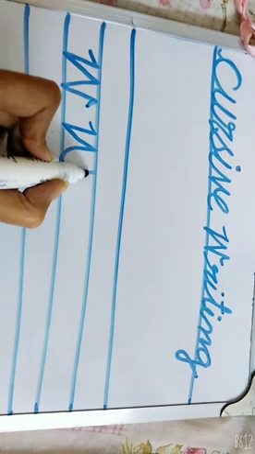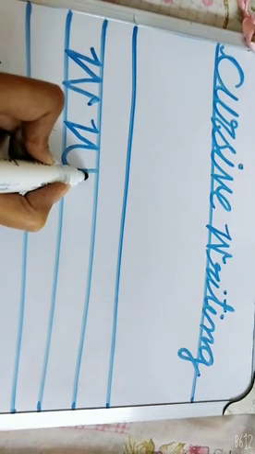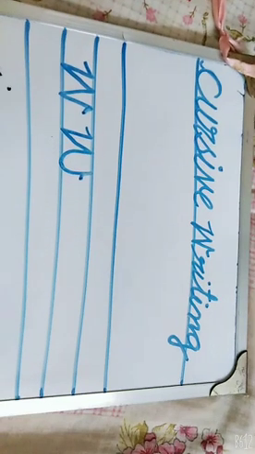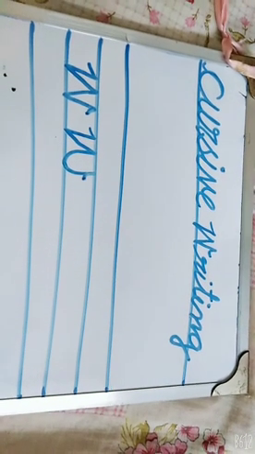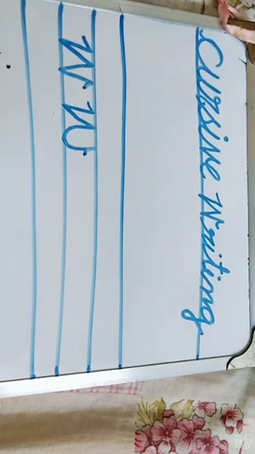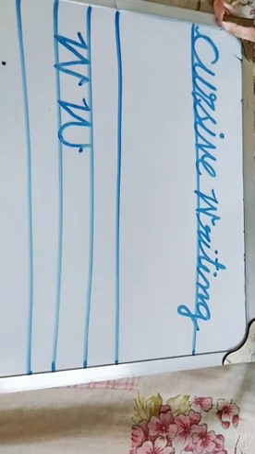Now move your marker downward in a diagonal way. Now pick up your marker. This is lowercase character W. Okay, now I am going to write lowercase character X.